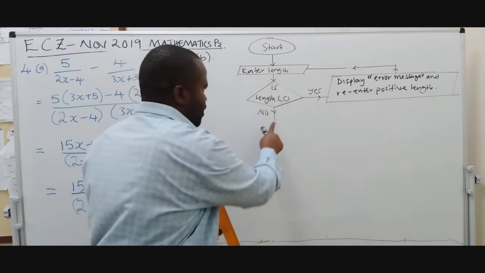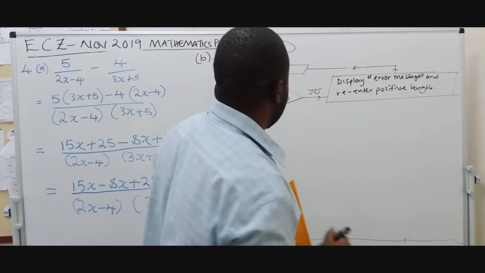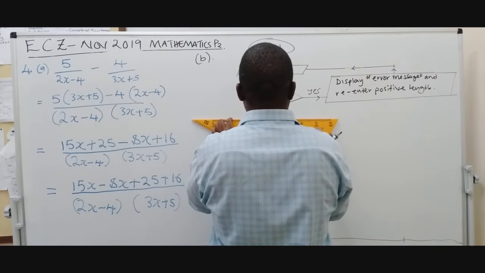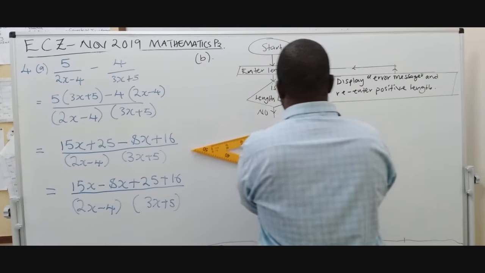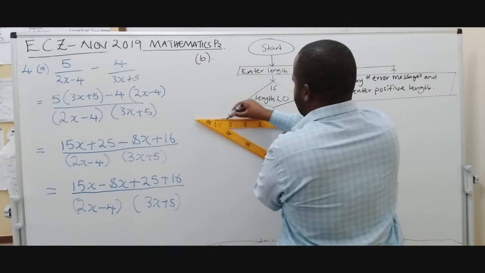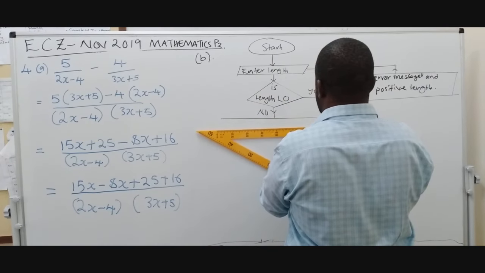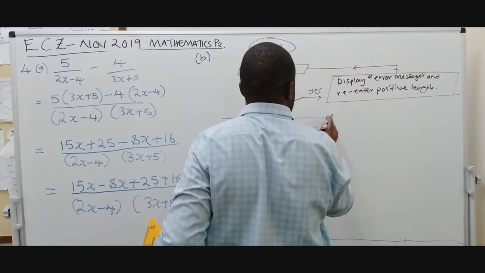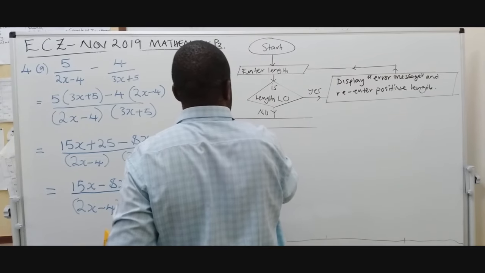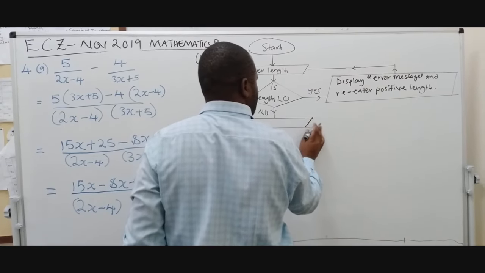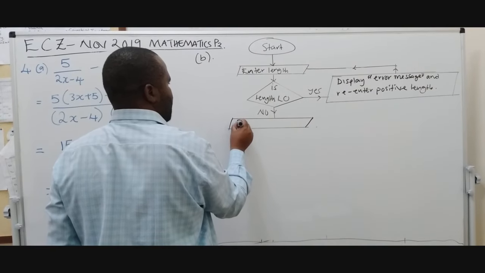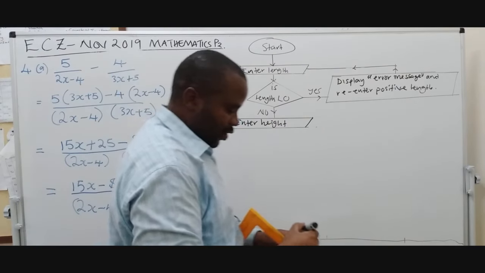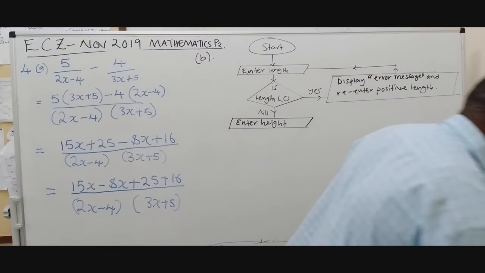Else, if not, what is the question saying? It is asking us to enter height. Okay, so we'll come here and bring another parallelogram here. We'll say, okay, if not, we enter height. Alright, so we say enter height. Alright? After that, there's another condition to say. If height is less than 0, then display error message.